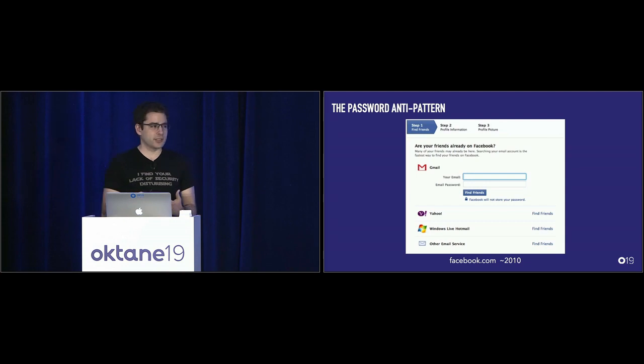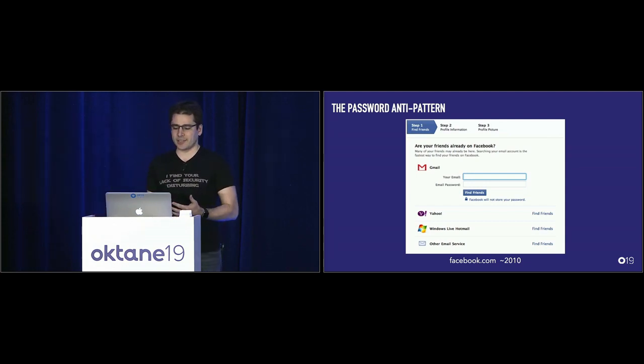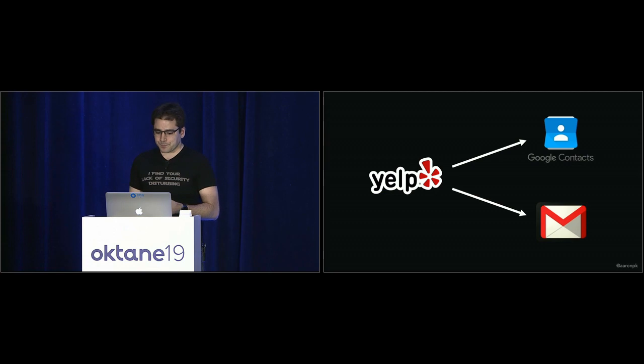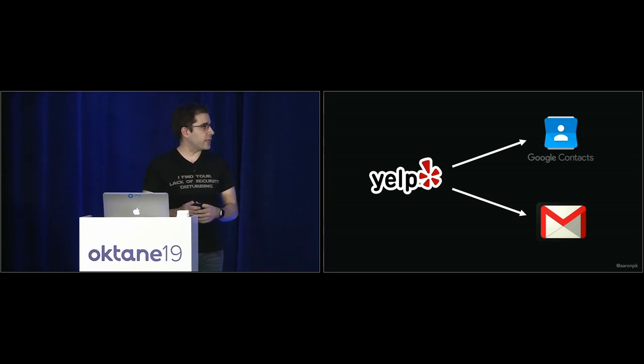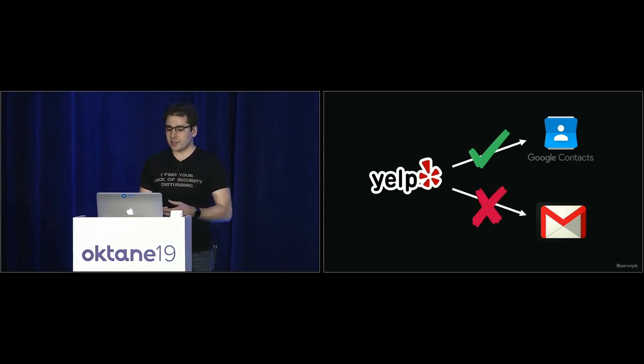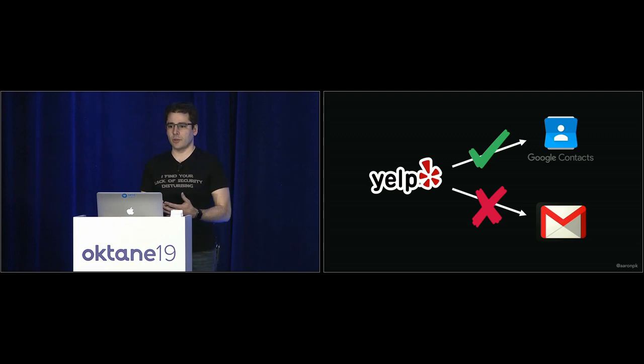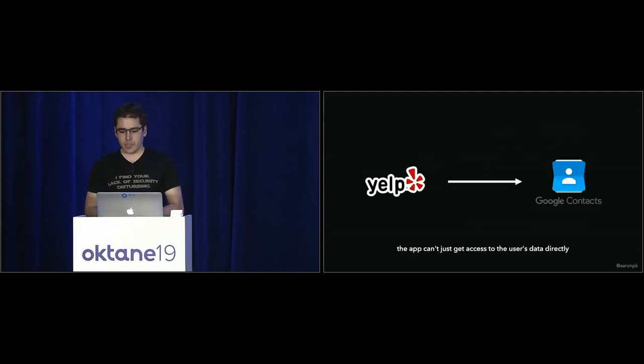So what the goal here is, is that this app, like Facebook or Yelp, is trying to get access to your address book so that it can compare the list of your friends with people who have already signed up for this service. It's trying to get access to this one API, the Google Contacts API, and it doesn't need access to your email, and they don't actually want access to your email. It's just that the only way to do that was to have them both together.